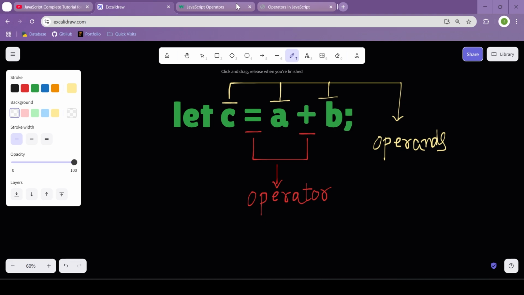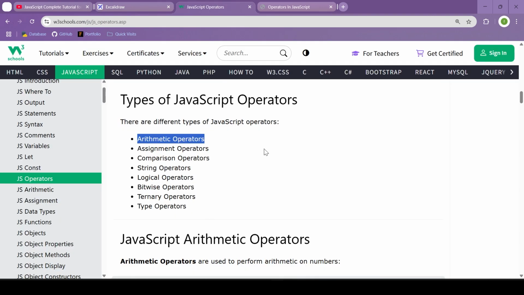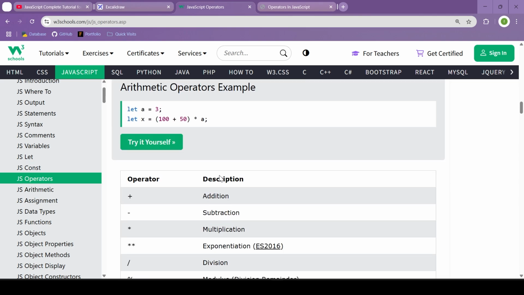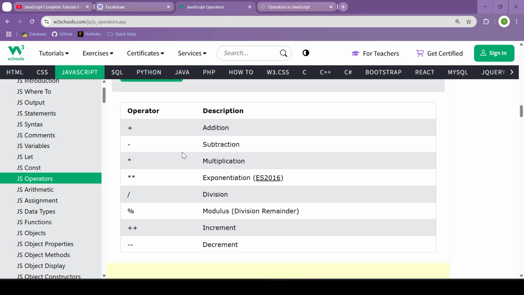Now let's start with our arithmetic operators. These are your arithmetic operators: your plus symbol, minus, exponentiation, division, your modulo, your modulus, and then increment and decrement. So let us see them one by one.